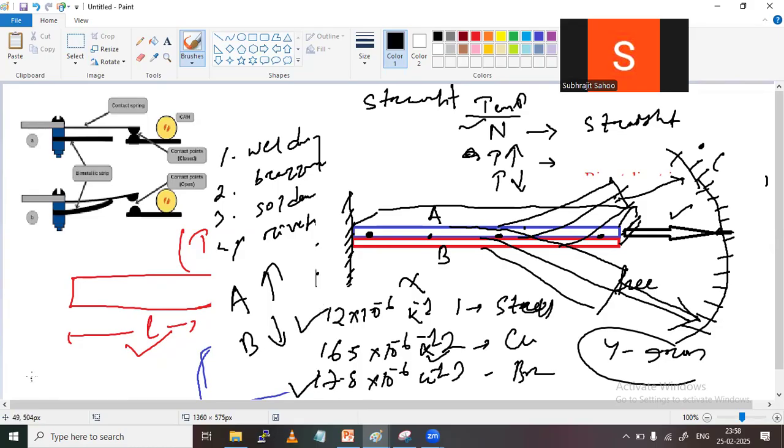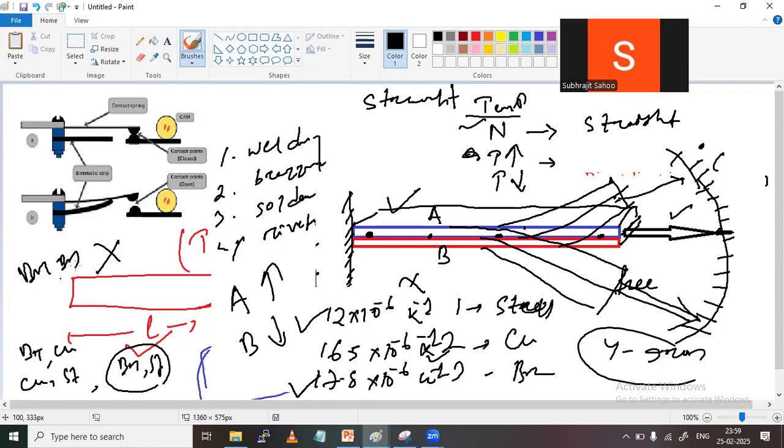Sir, we can take the combinations brass with copper, or copper with steel, or brass with steel for this bimetallic strip. We cannot take brass with brass. It is not possible, because no reading we are going to see here. So we should select materials where one metal has more alpha value and another has less alpha value, then only the bimetallic strip will work. So this is the construction and working principle of a bimetallic thermometer.